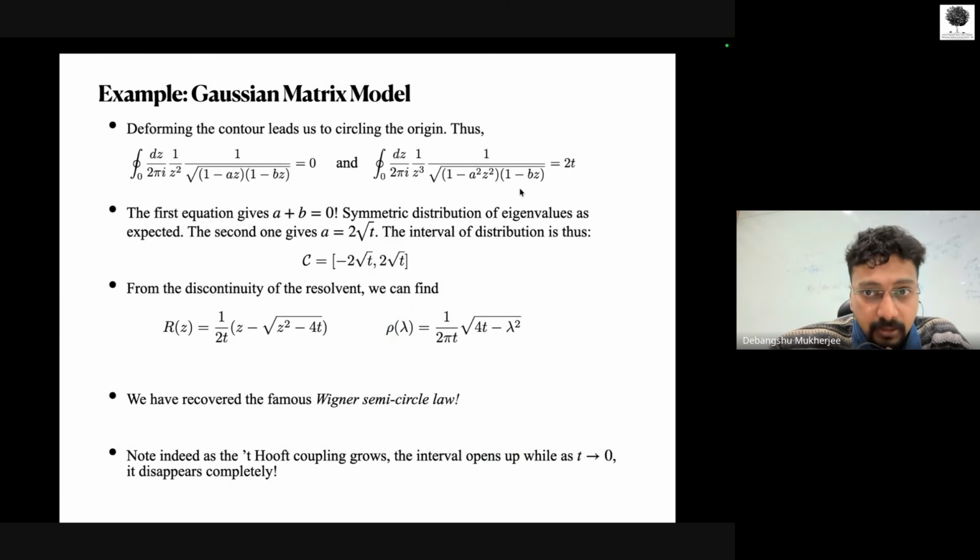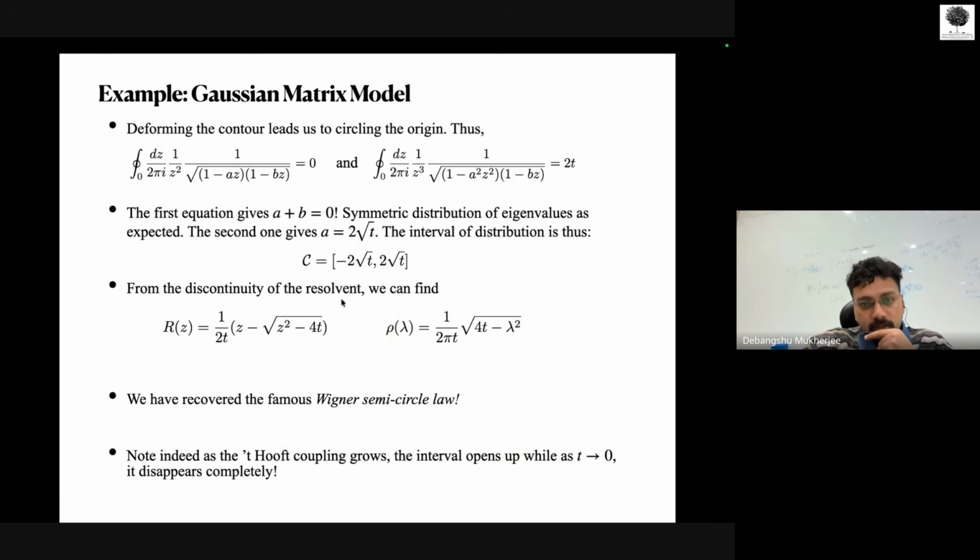Eventually you end up getting a to be 2 square root of t. And this, in fact, fixes the entire length of the interval over which your eigenvalues are distributed. This is quite expected, and this is something you should be happy to see, precisely because it matches our usual intuition.